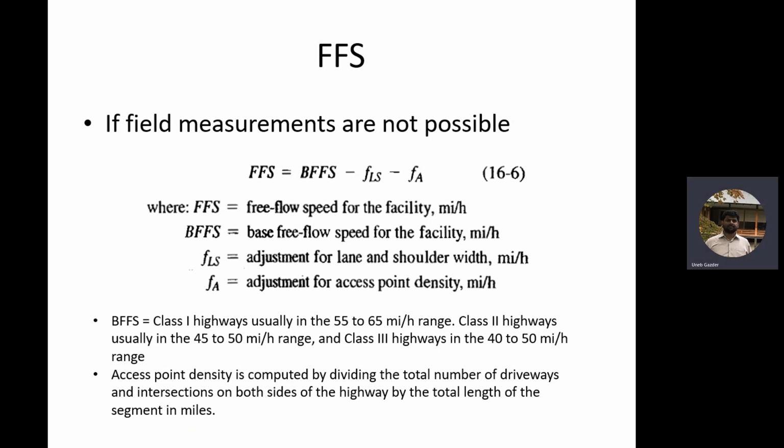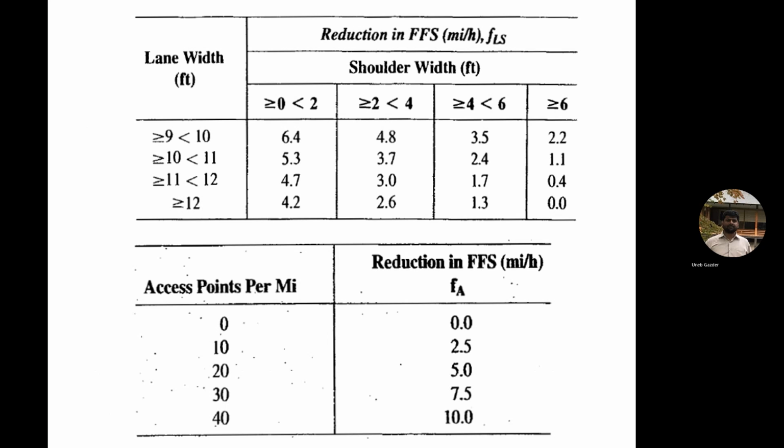Okay. So for class 1, 50 to 65 and so on. Access point density, we already mentioned it for the multi-lane highways as well. It's the same definition. The factors, okay, the first table is the factor for lane and shoulder width. So it's a combined factor. So you cannot use the factors which we had for previous multi-lane highways, because it's a combined factor. There it was only lateral clearance separate and lane width separate. Here it is combined.